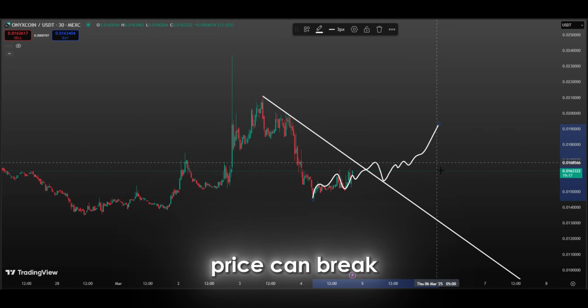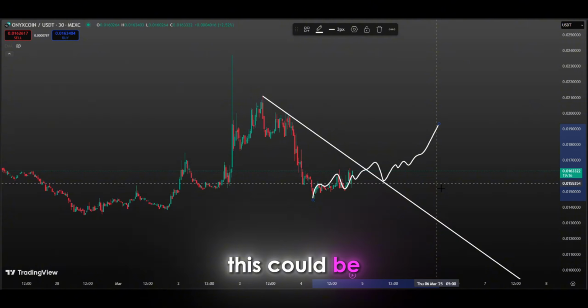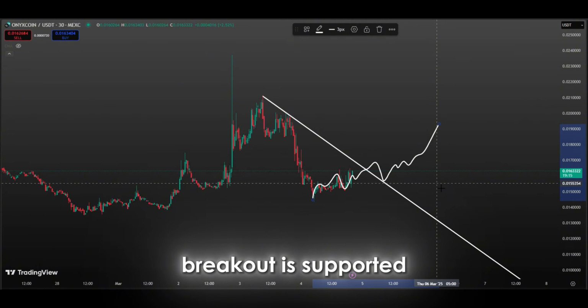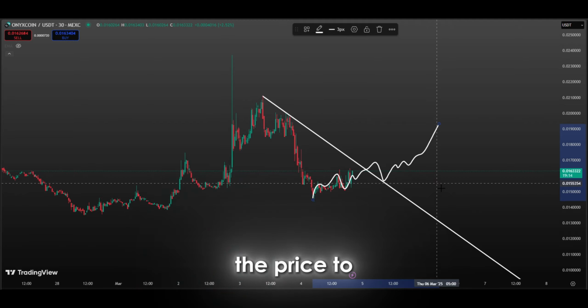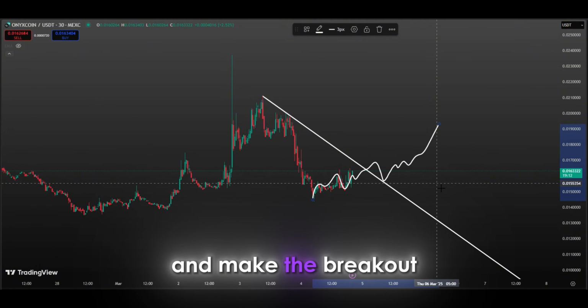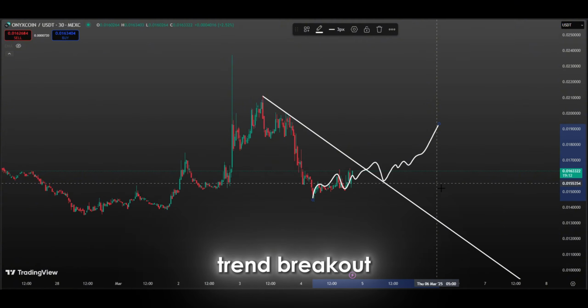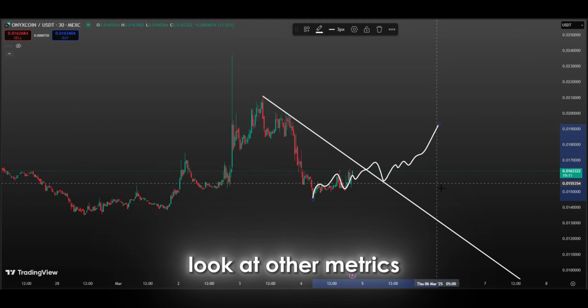However, if the price can break above this trend line, this could be a strong signal that the trend may change. Especially if this breakout is supported by high volume, we can expect the price to reach higher levels. After the breakout comes, it should make a retest, and then it will be ready to rise. But it is wrong to look only at the trend breakout. You need to look at other metrics.